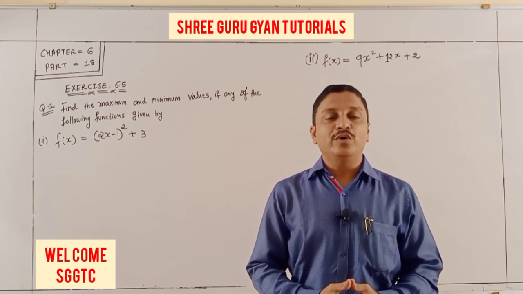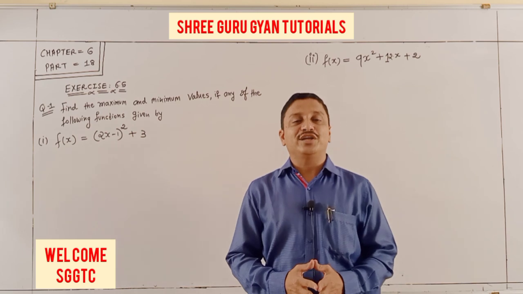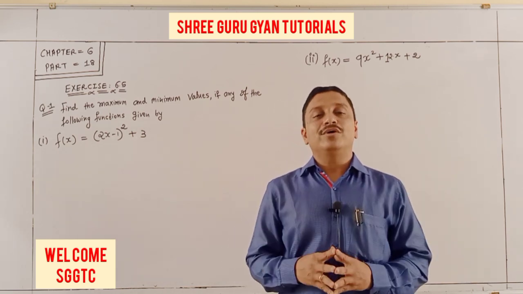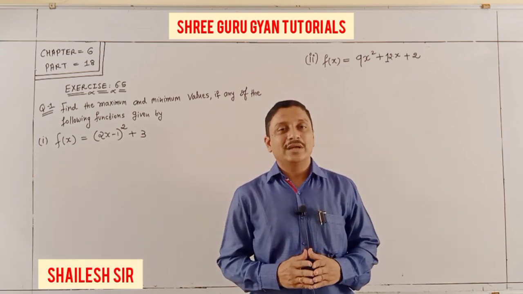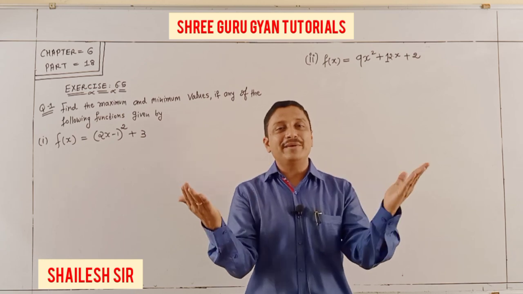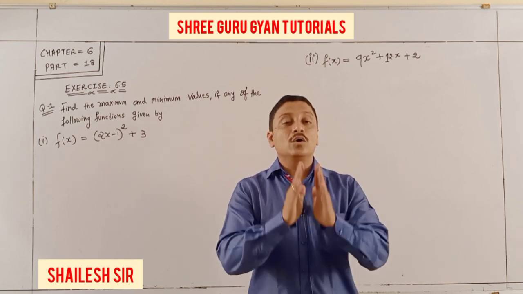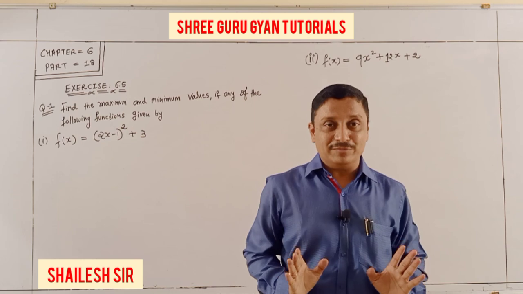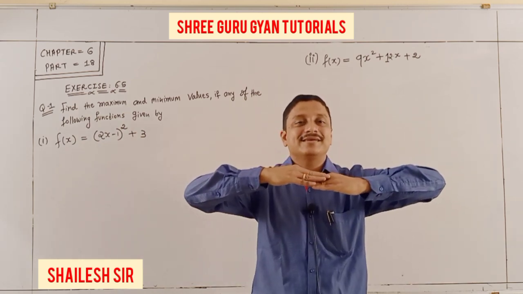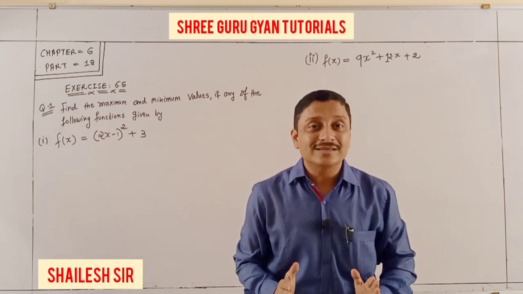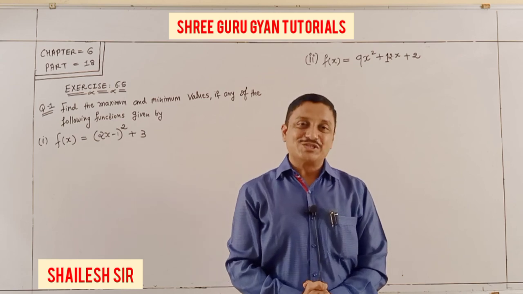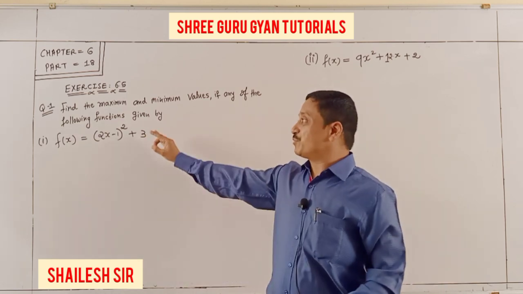Students, today we are going to continue exercise 6.5, first solving the numericals and finding the maximum and minimum values. Yes students, local maximum, local minimum, and also global maximum, global minimum. Local values lie on the x-axis and global values lie on the y-axis related points. Now I start 6.5, the first one.